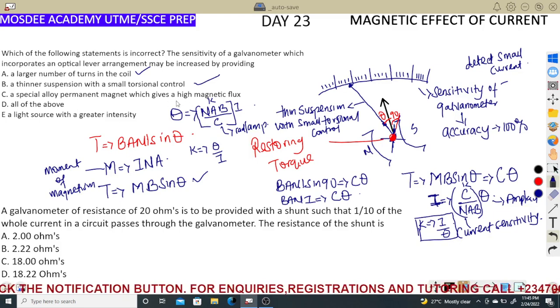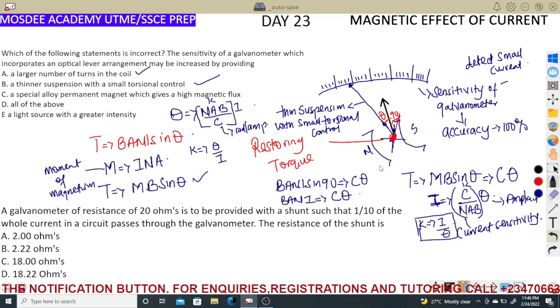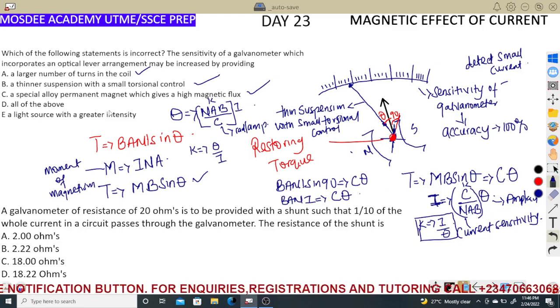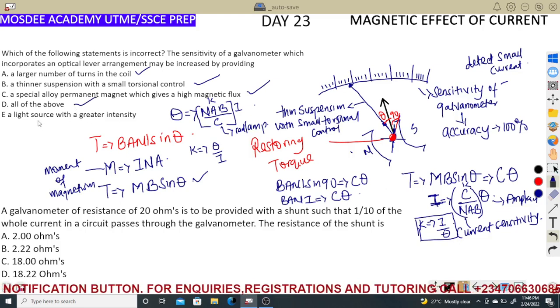A special alloy permanent magnet, which gives a high magnetic force. Let it be known that it's also correct, the type of magnet it is connected to. You can see my magnet. We use a permanent magnet. And because of that, we are trying to reduce some kind of heat loss as a result of what we call eddy current. We will still talk about that under electromagnetic induction, don't worry. So this is also correct. And the last one, all of the above. So far so good, all of the above is correct.